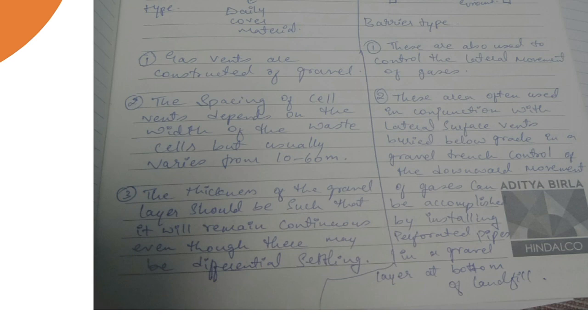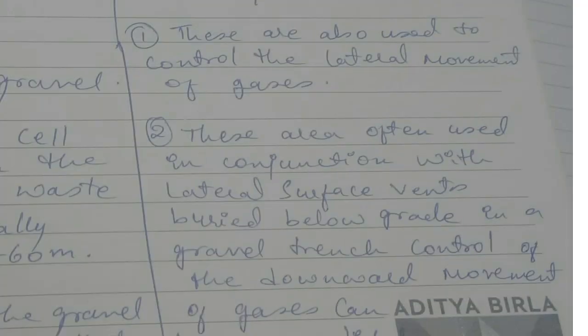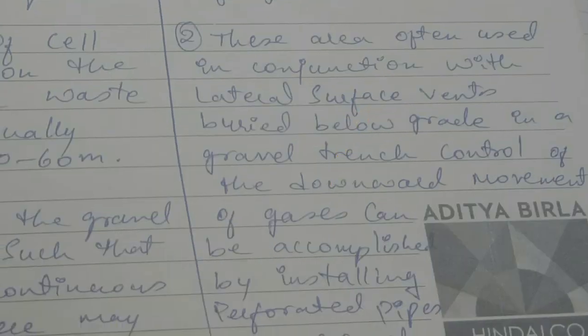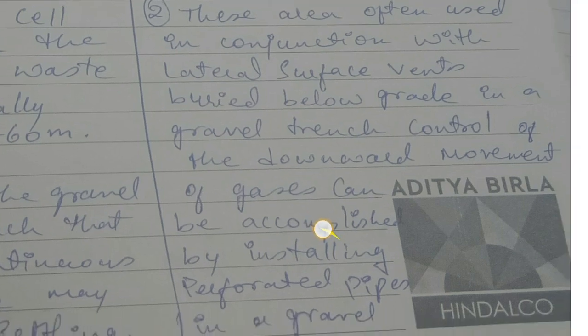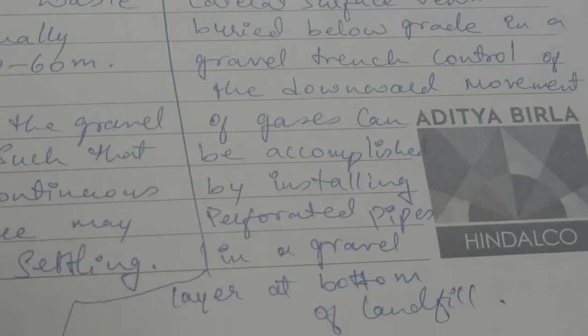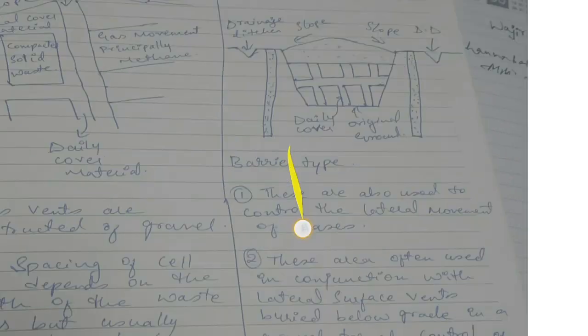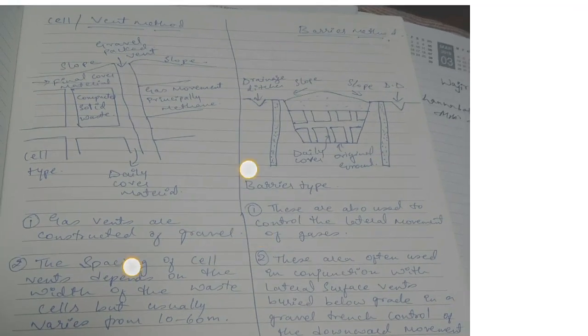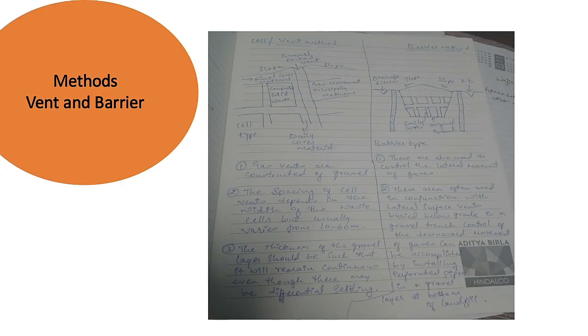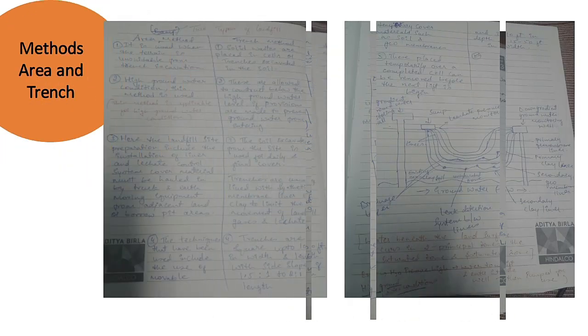In case of the barrier, you can see here that barrier methods are usually used for controlling the lateral movement of the gases, and these are often used in conjunction with lateral surface vents buried below the grade in a gravel trench. Control of the downward movement of the gases can be accomplished by installing perforated pipes in a gravel layer at the bottom of the landfill. So both methods help in preventing the entry of gases to the groundwater.